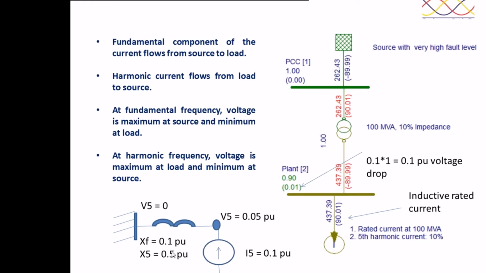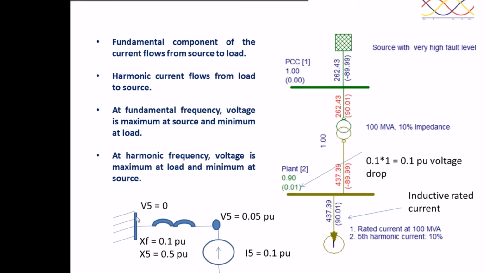At the fifth harmonic frequency, the transformer impedance will be XL = 2πfL. Therefore, XL = n × 2πfL, where f corresponds to 50 Hertz. Therefore, n corresponds to 5. Therefore, at the fifth harmonic, the impedance becomes 0.5 per unit. With this 0.5 per unit, you are injecting a 0.1 per unit current here. Therefore, the fifth harmonic voltage at this bus at the plant will be 0.05 per unit.